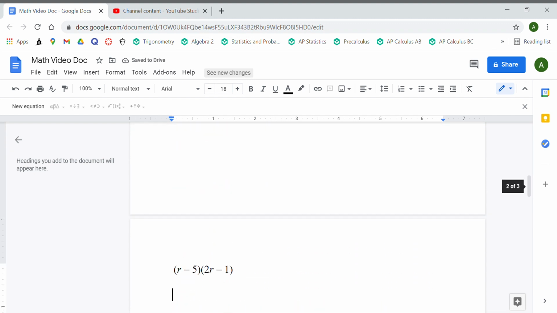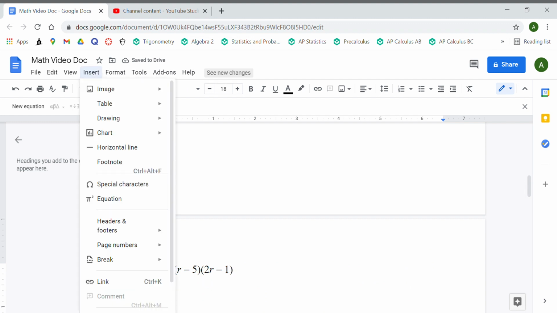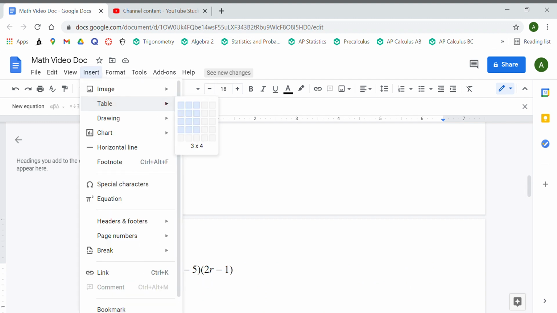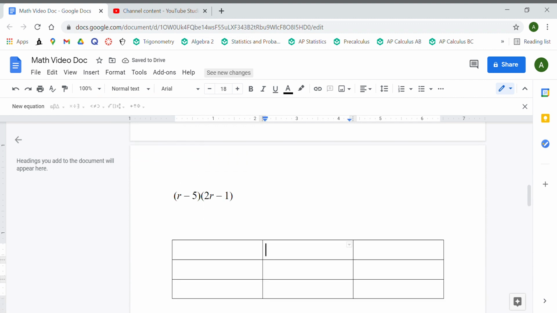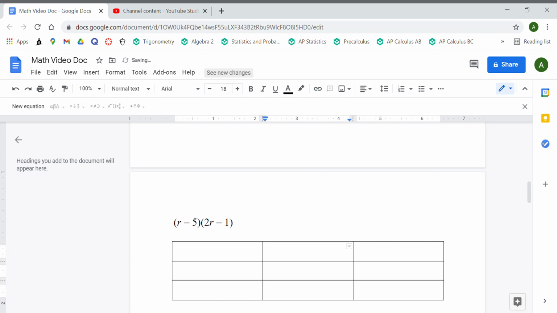Now I want you to try this one out. Use the 3 by 3 table, leave the upper box blank, and fill in the table for each term. Multiply the terms together, and then you'll get your result. So pause the video and try to work this out on your own.